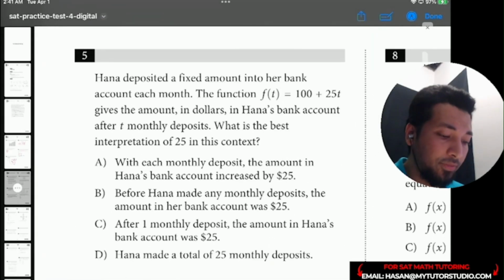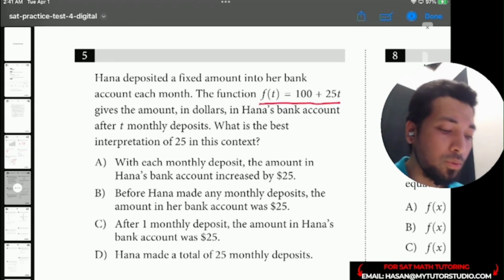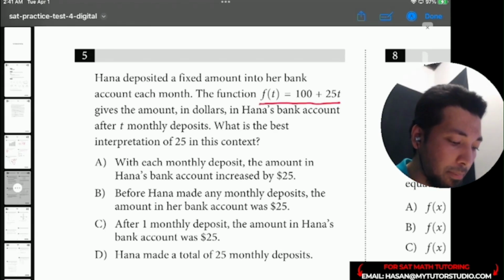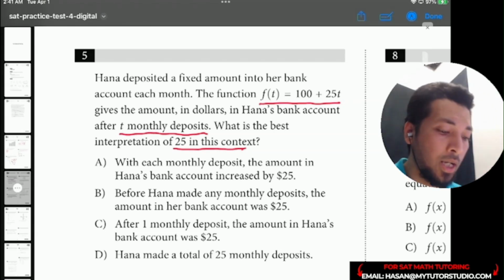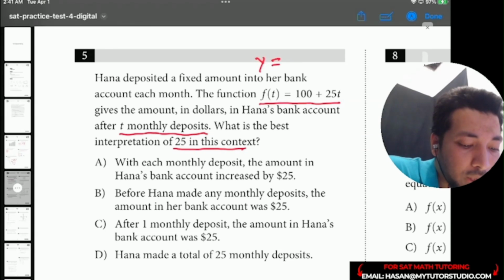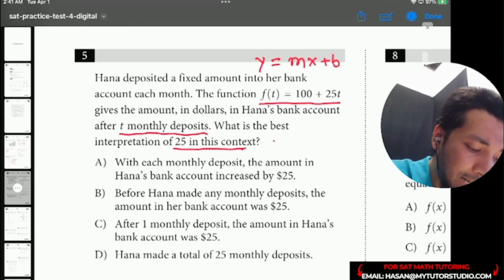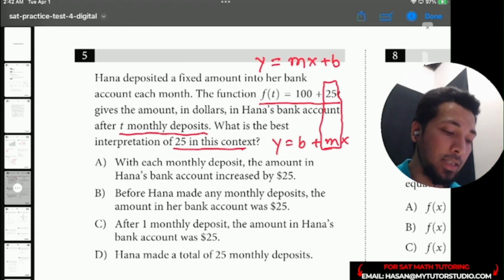Hannah deposited a fixed amount into her bank account each month. The function f of t is equal to 100 plus 25t gives the amount in dollars in Hannah's bank account after t monthly deposits. What is the best interpretation of 25 in this context? Remember that this function is in the linear pattern, which is y is equal to mx plus b, and this is given as y is equal to b plus mx. So this m is basically this 25, and m is the slope, which is the same as the rate.